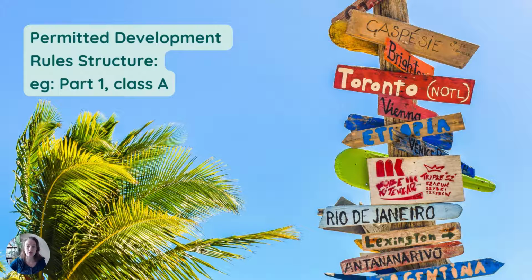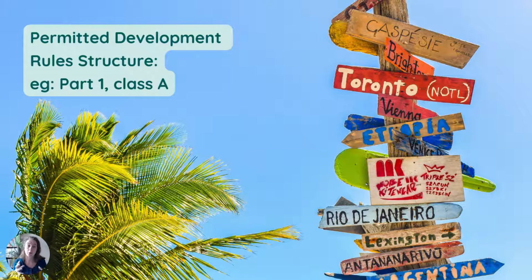The rules of permitted development are structured in parts. So part 1, 2, 3, etc. And each part is split into classes. For example, part 1, class A, class B, class C, and so on. These rules are what allow you to know if you can make these changes to your home within permitted development, which means that you wouldn't have to apply for planning permission.